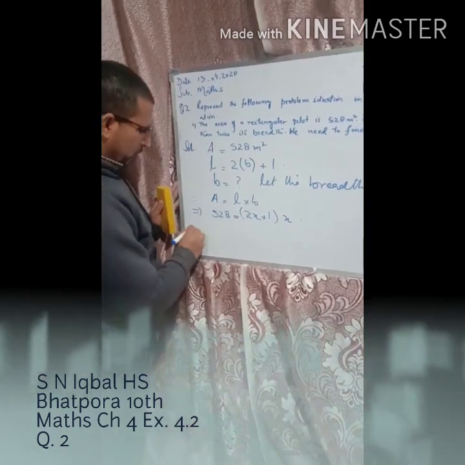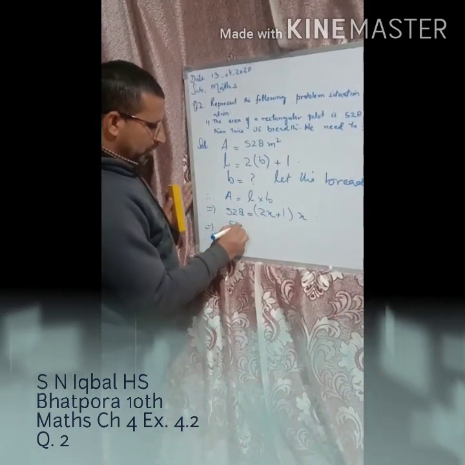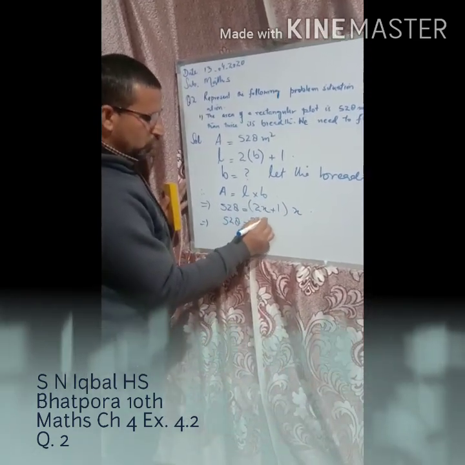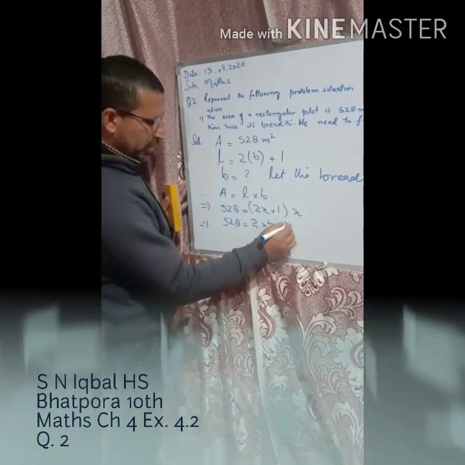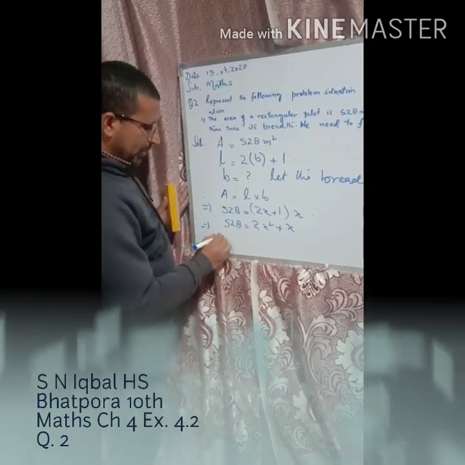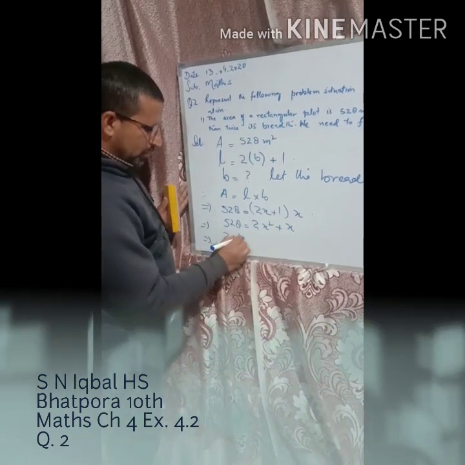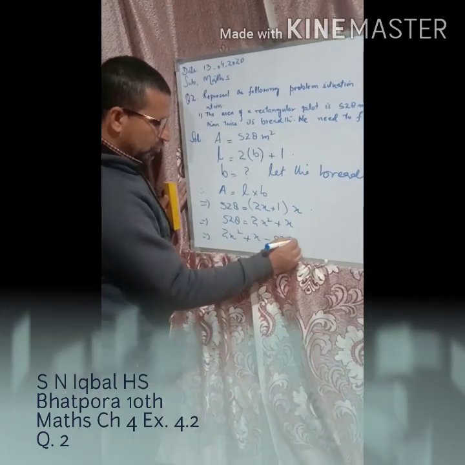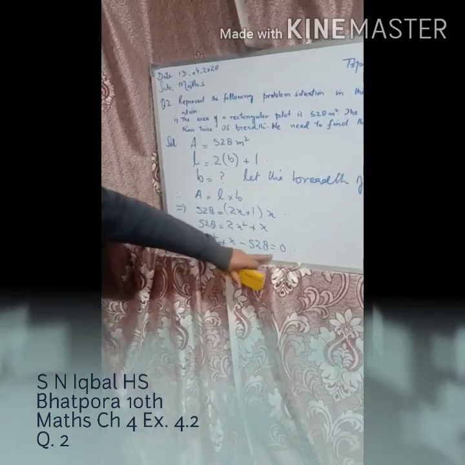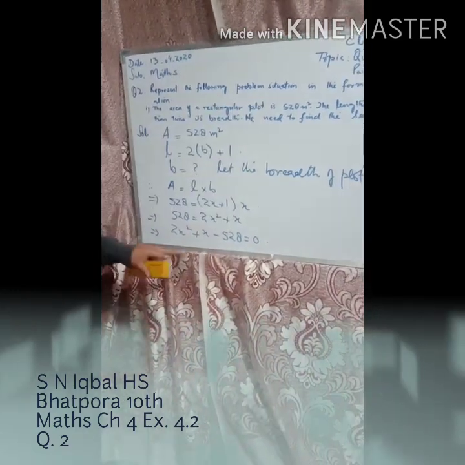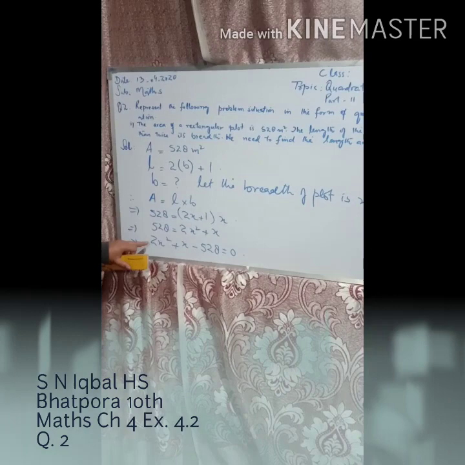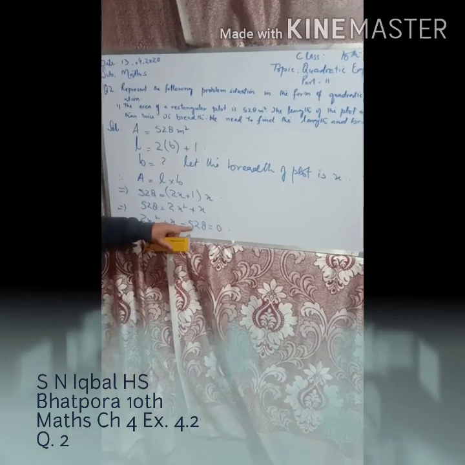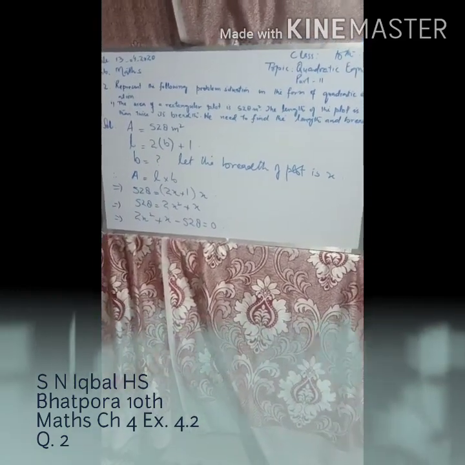Which implies that 528 is equal to 2x into x, 2x square, plus x into 1, x, which implies that 2x square plus x minus 528 is equal to 0. So this is the representation of this problem situation in the form of a quadratic equation. This equation is similar to the standard equation ax square plus bx plus or minus c is equal to 0.